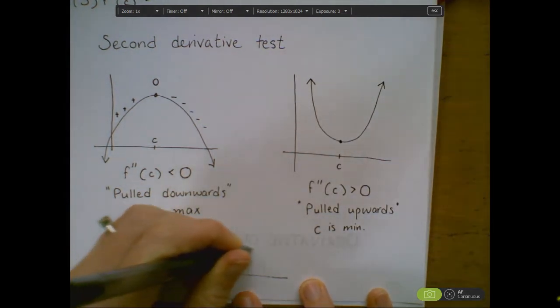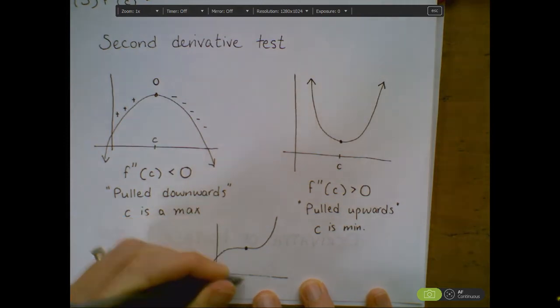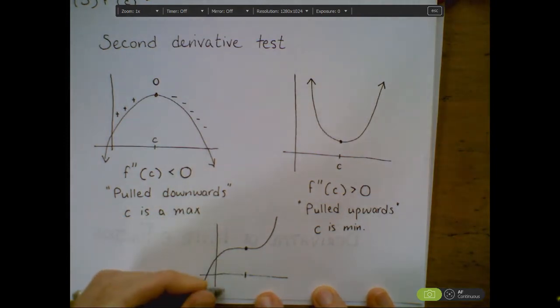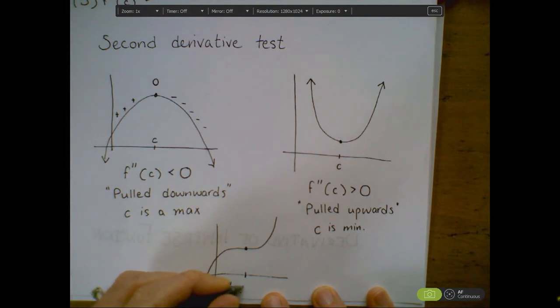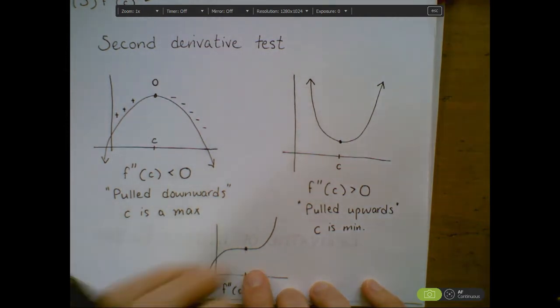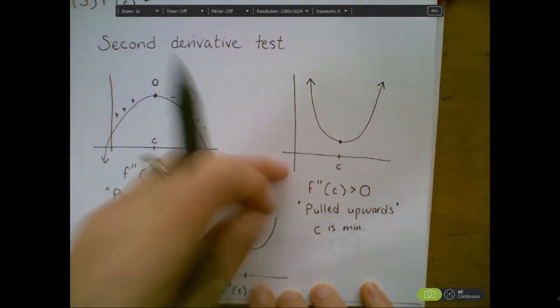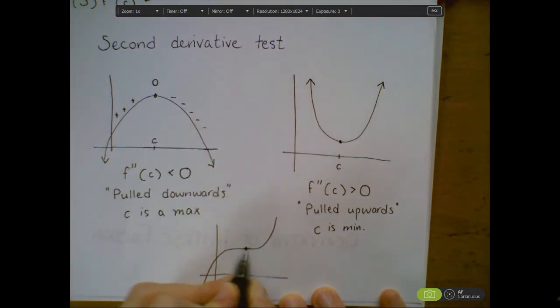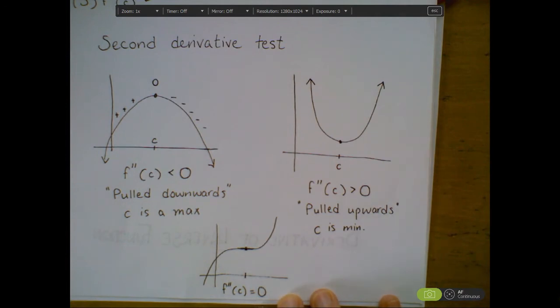Because looking back at this dud case, if my second derivative is equal to 0, that's f double prime of C equal to 0, it's not getting pulled up or pulled down. It's sort of pulled down on this side and pulled up on this side, but right at this place, it's not a cup in either direction, and my second derivative is going to be equal to 0. So this is my dud. It's not a max or min.